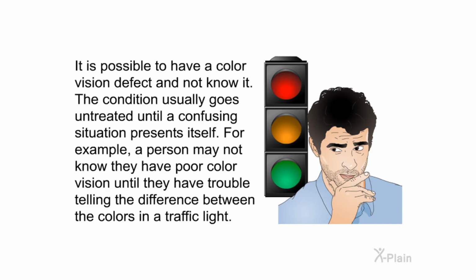Symptoms. It is possible to have a color vision defect and not know it. The condition usually goes untreated until a confusing situation presents itself. For example, a person may not know they have poor color vision until they have trouble telling the difference between the colors in a traffic light.